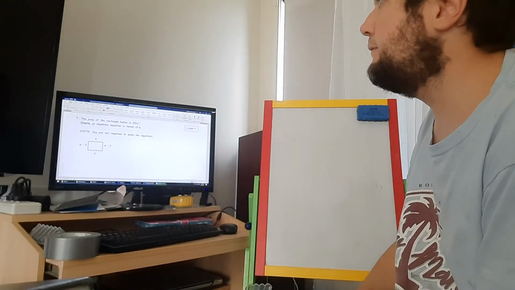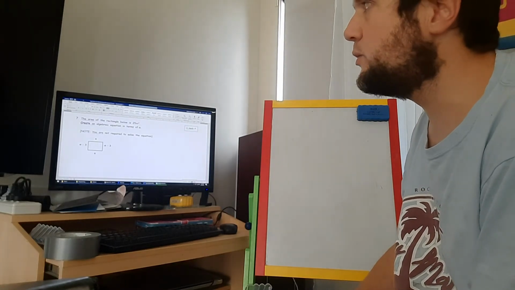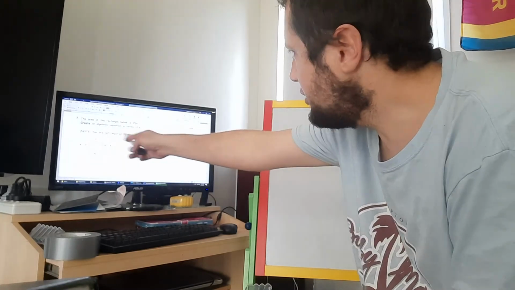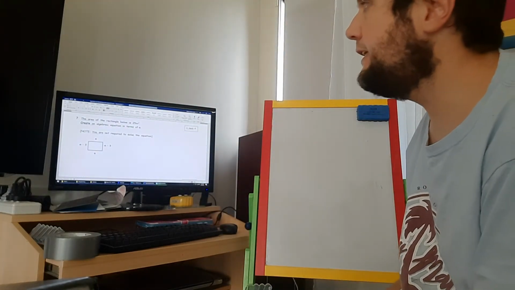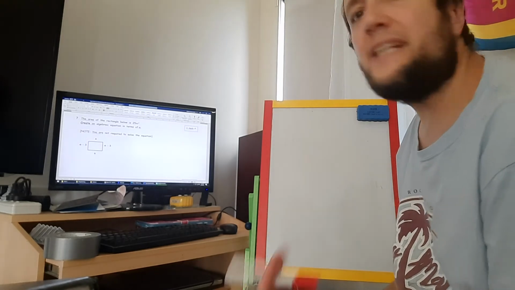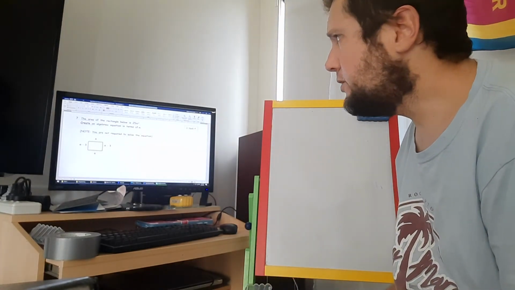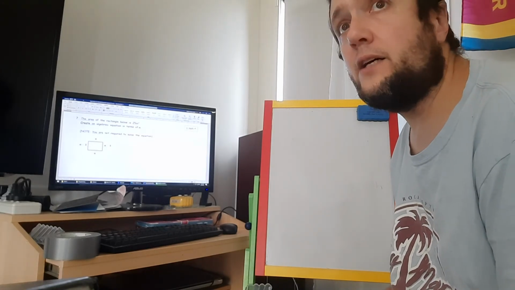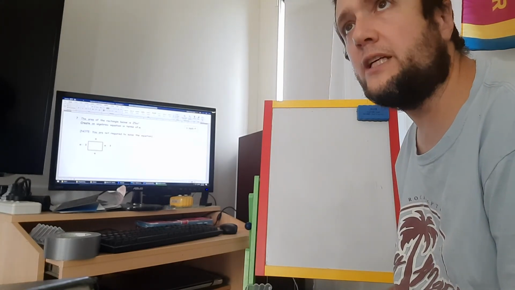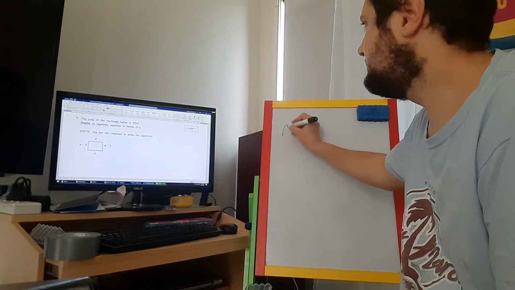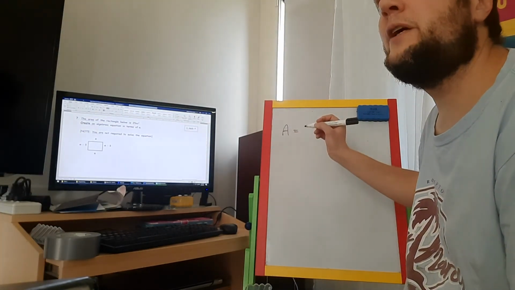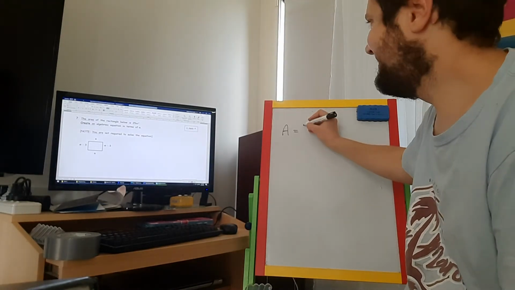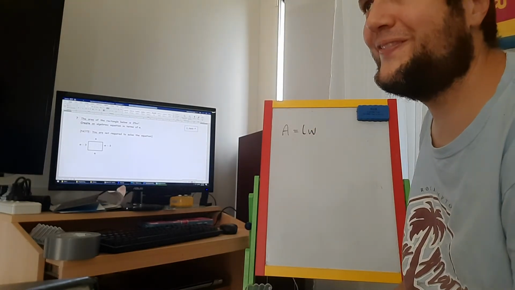Question 7 says the area of a rectangle is 25 metres squared, and they give you a box here where one dimension's A and one's A take away 3, and it says create an algebraic equation in terms of A. So to do that, you need to remember, how do you work out the area of a rectangle? What's the formula for area of a rectangle? Length times width.